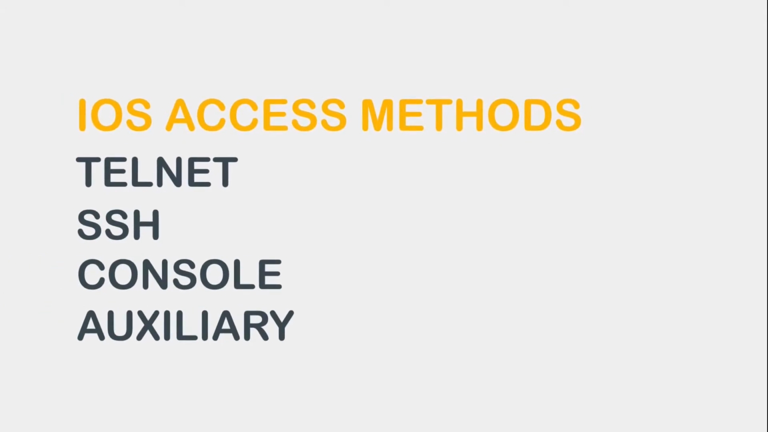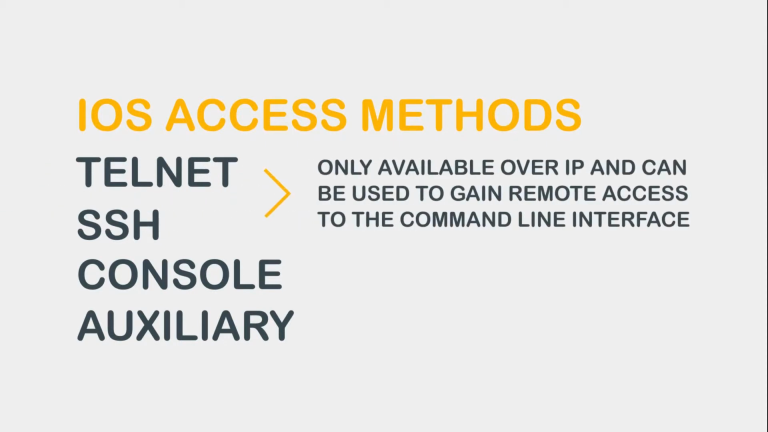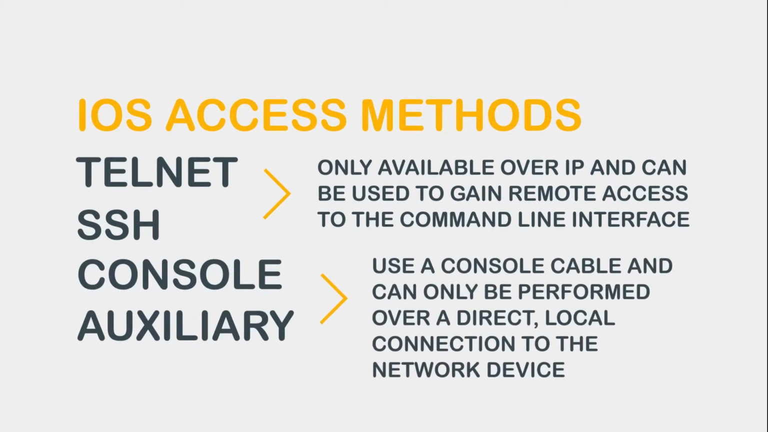Now that we know the two different exec modes, let's cover the different IOS access methods a network administrator can use to secure the command line interface. There are 4 methods to access the command line interface: Telnet, SSH, Console, and Auxiliary. The first 2 methods, SSH and Telnet, are only available over IP and can be used to gain remote access to the command line interface, whereas the last 2 methods, Console and the Auxiliary port, use a console cable and can only be performed over a direct, local connection to the network device.